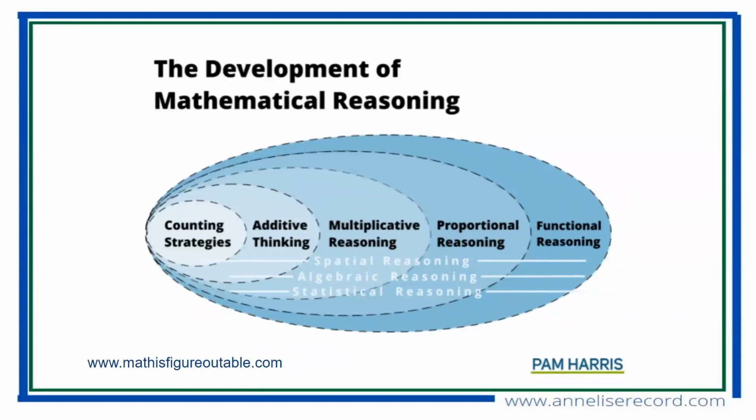So our kindergarten kiddos, birth to kinder, they're in that counting phase of reasoning. We help them move into additive reasoning in grades 1 and 2 when they're adding and subtracting. But in our 3rd to 5th grade years, we're helping facilitate their movement into multiplicative reasoning, moving beyond skip counting and using multiplicative reasoning, which is where division fits as well.